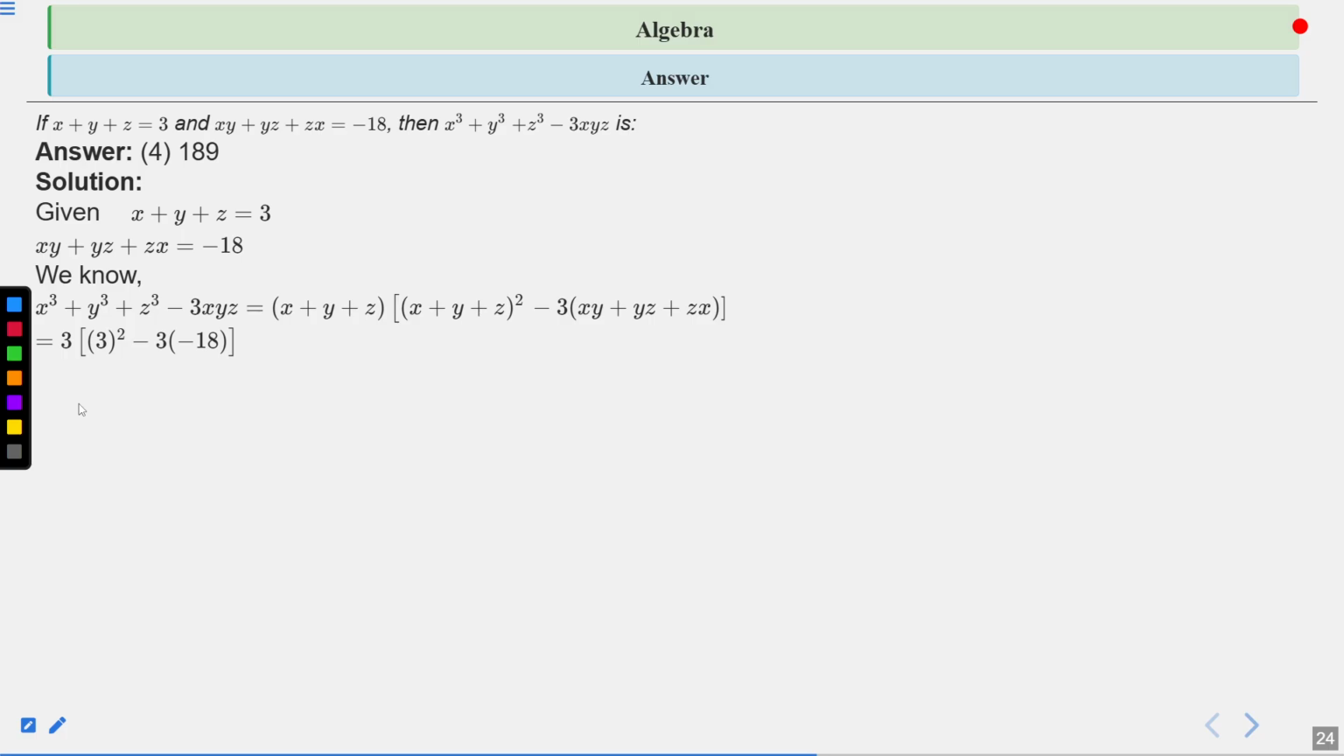When we put in the values, we get 3 into [3 square minus 3 into minus 18]. Now when we simplify it, we get 3 into (9 plus 54). So we get 3 into 63. When we multiply it, what do we get? We get 189. So the fourth one is the correct answer of this question. Next one.